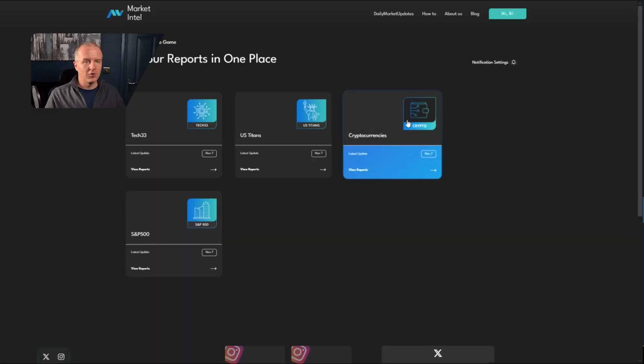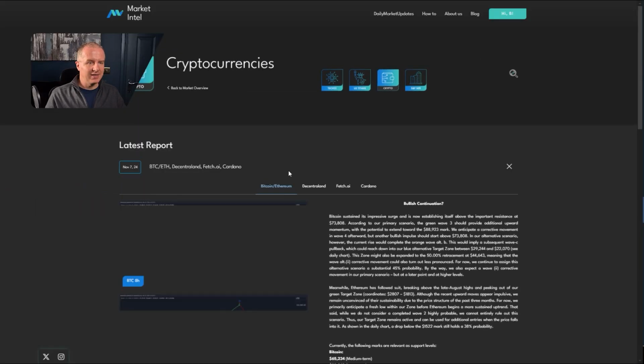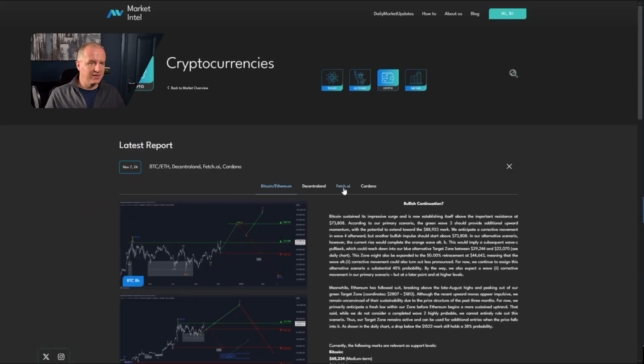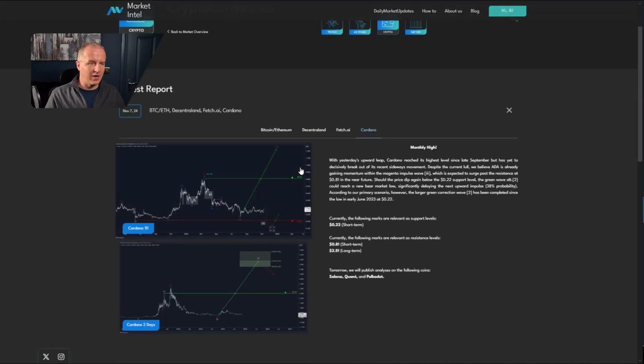So let's take a look at the ADA chart. We click on the cryptocurrencies section, and across the crypto sector, things are very, very interesting right now. Now, I have to say this is a very, very volatile market at the moment, especially, right? So overall, as you know, we're looking for higher prices in the crypto sector. But whenever you watch the video, things might have changed already a little bit. So please bear that in mind.